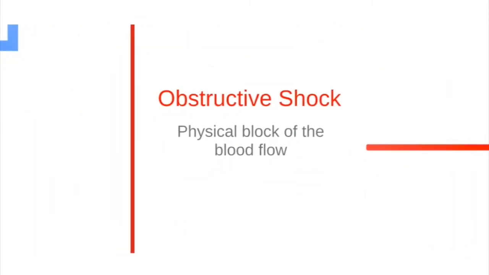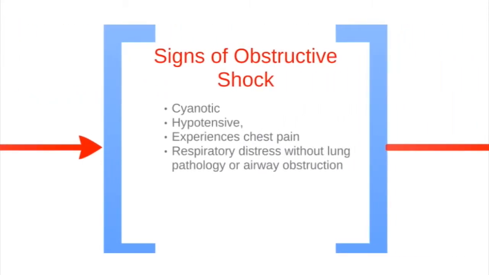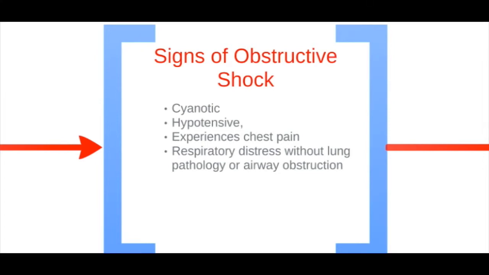Obstructive shock occurs if there is a physical block of the blood flow. The signs of obstructive shock are as follows: cyanotic, hypertensive, chest pain, and respiratory distress without lung pathology or airway obstruction.